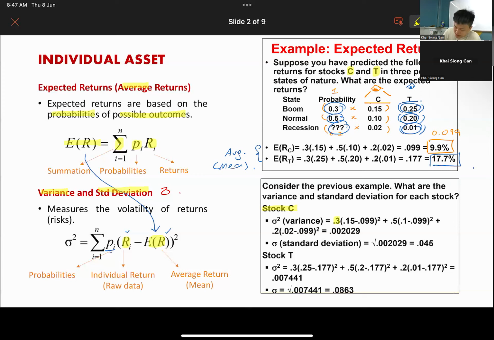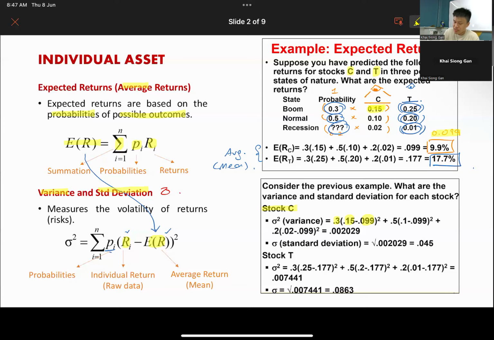So where do I get the individual return? I get it from the table here, which is this 0.15. Okay, 0.15 minus the 0.099 that I got. Because 0.15 is the individual return during the boom state for stock C, minus the 0.099 that is the expected return, which is my average return. I want to see how far it deviates from the expected return that we calculated.